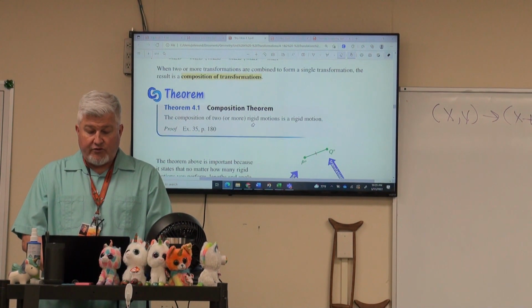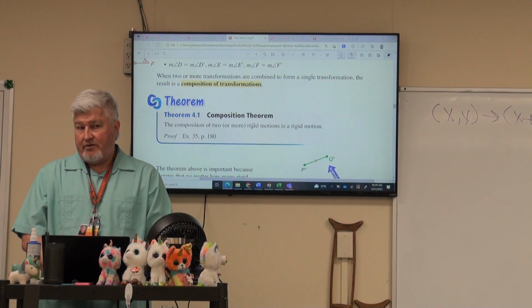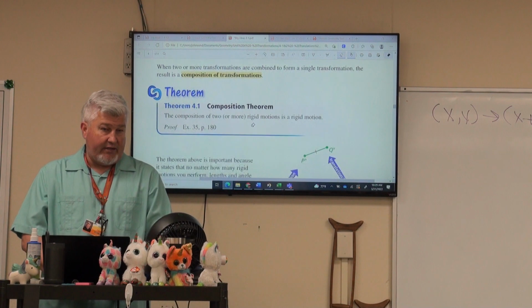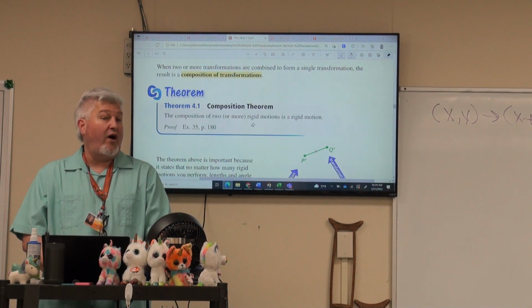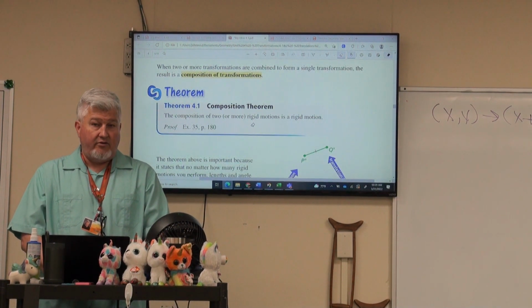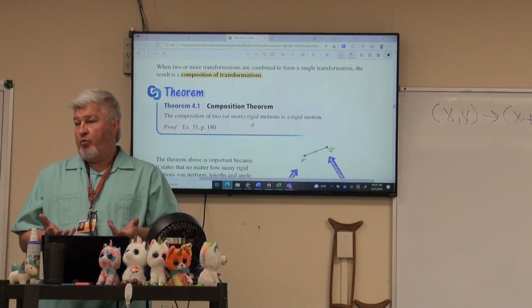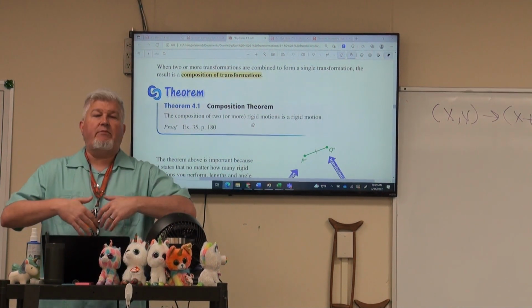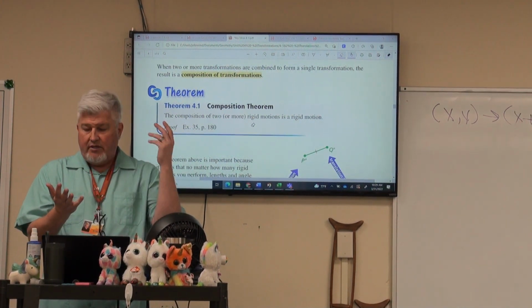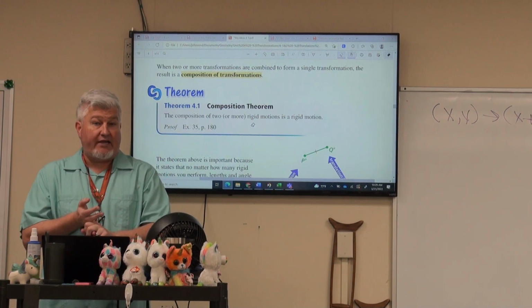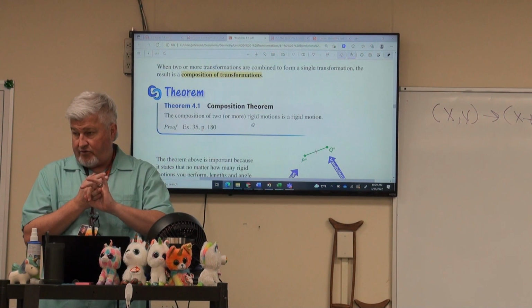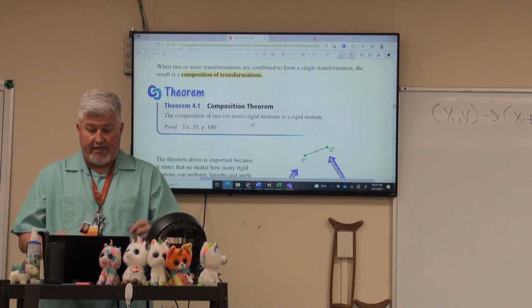Compositions. Composition of transformations. It's very simple to understand what a composition is. It's when you do more than one thing. Today in this chapter, we're going to do more than one translation, but as we build with the others, you may do a translation followed by a reflection. That's a composition. So a composition is 1 or more rigid motions together.